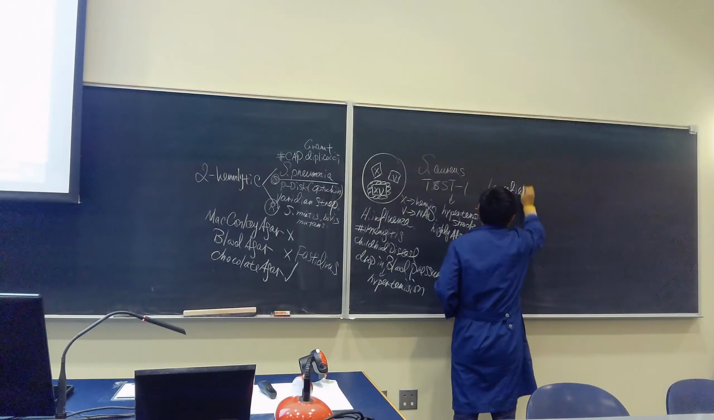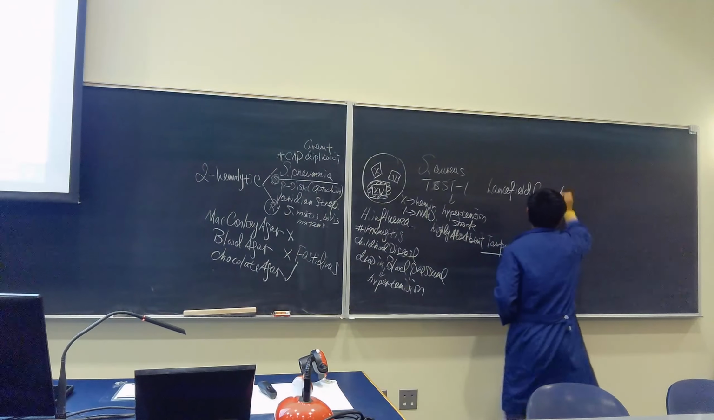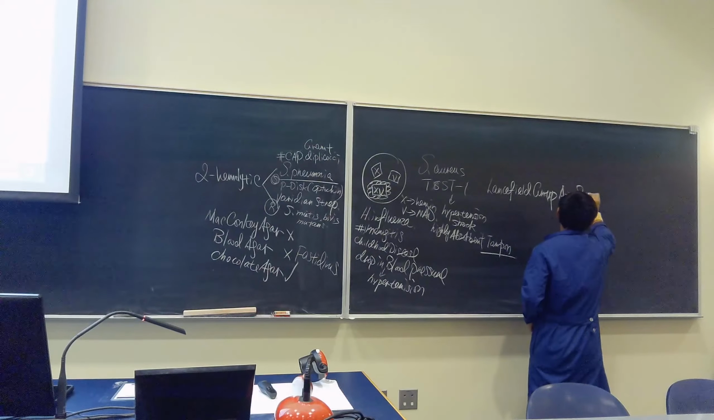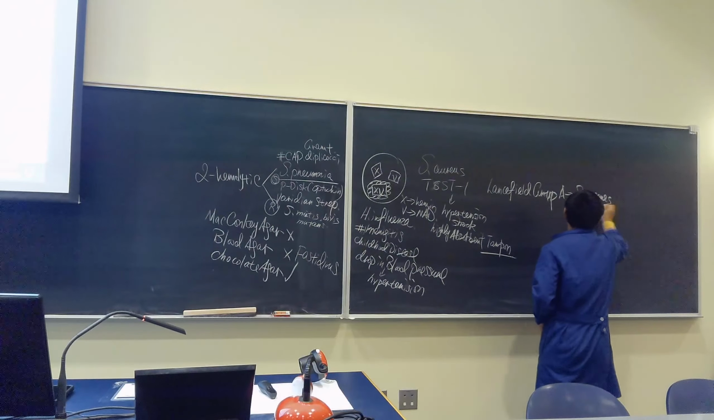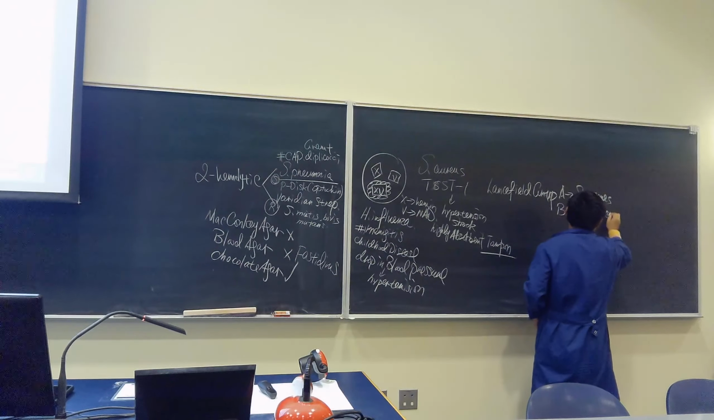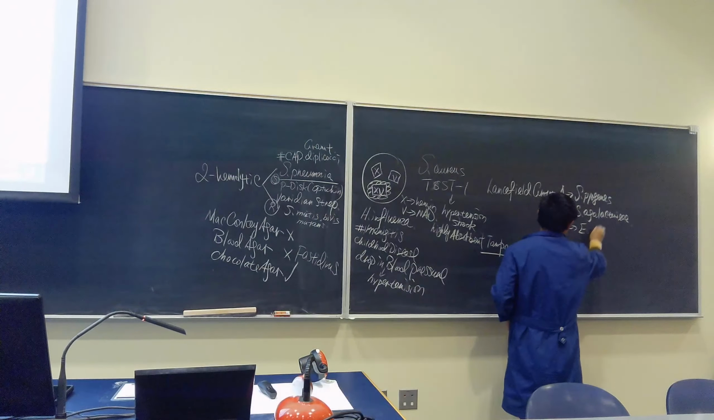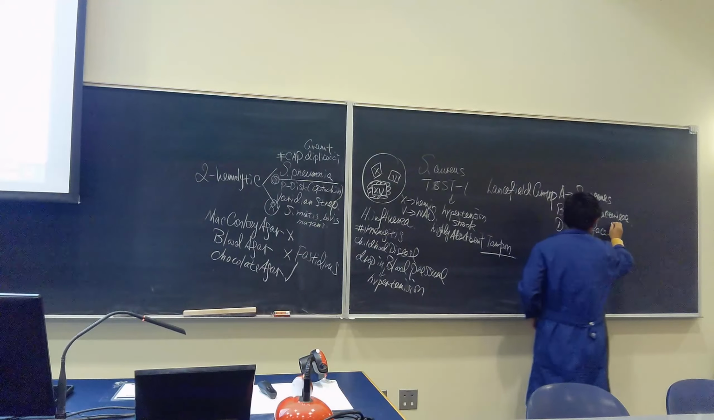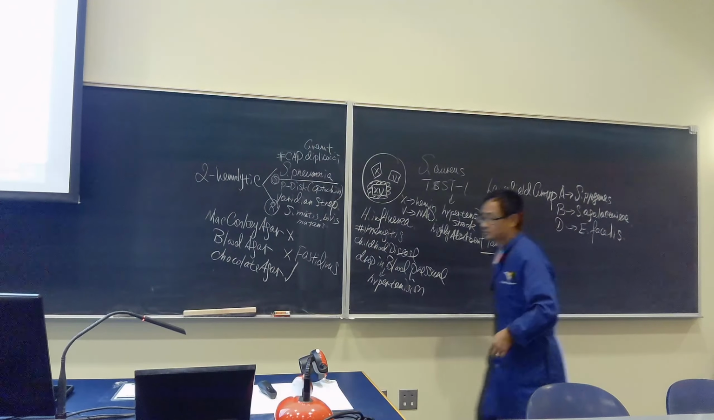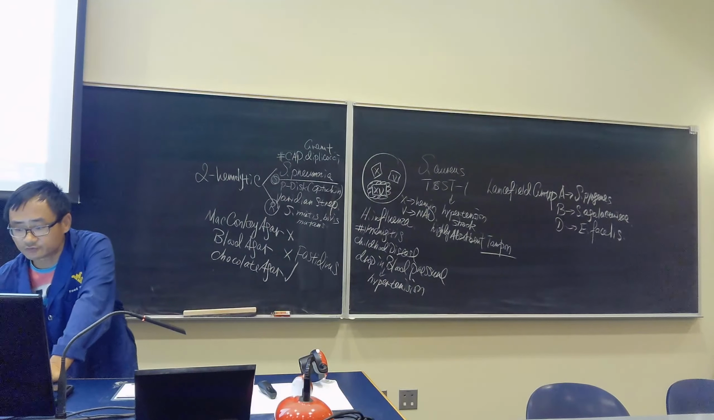Lancefield groups. What do you have? Rebecca Lancefield group A. What is that? Streptococcus pyogenes. Group B, Streptococcus agalactiae. And group D, Enterococcus faecalis. So what's the answer? If it belongs to Lancefield group D, Enterococcus faecalis. That answer is G. Okay.